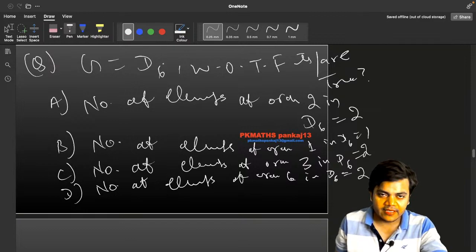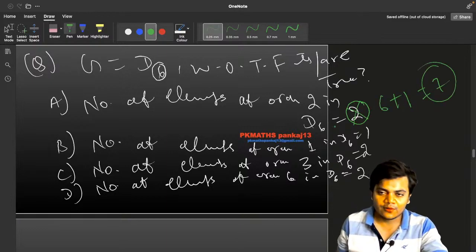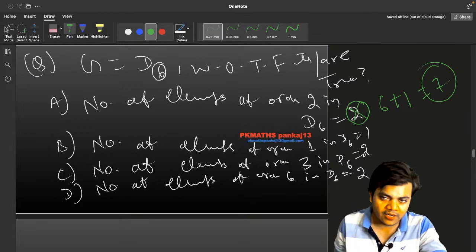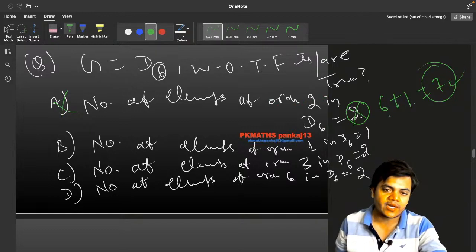Because you can see here is 6, so n is even. So certainly the number of elements of order 2 in D6 is not 2 for sure. It is 6 plus 1, so it should be 7. But in the option it was given that the number of elements of order 2 in D6 is 2, that's why it was wrong. So certainly the number of elements of order 2 in D6 will be 6 plus 1, which equals 7.